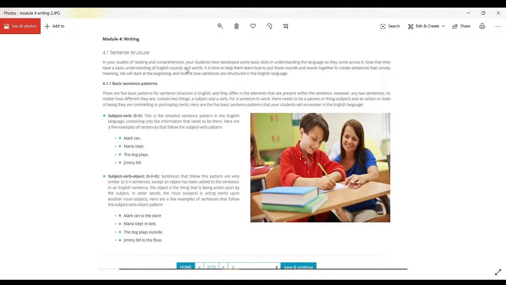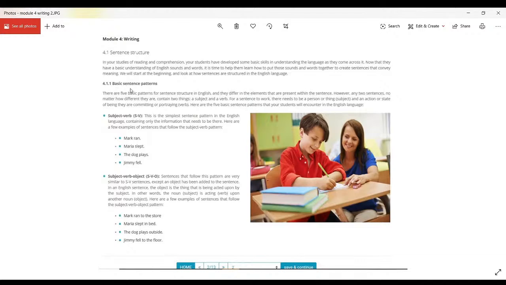4.1 Sentence Structure. In your studies of reading and comprehension, your students have developed some basic skills in understanding the language as they come across it. Now that they have a basic understanding of English, sounds and words, it is time to help them learn how to put those words and sounds together to create sentences that convey meaning. We will start at the beginning and look at how sentences are structured in the English language.